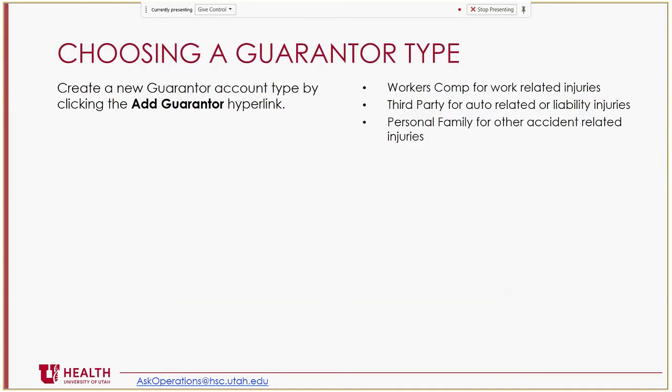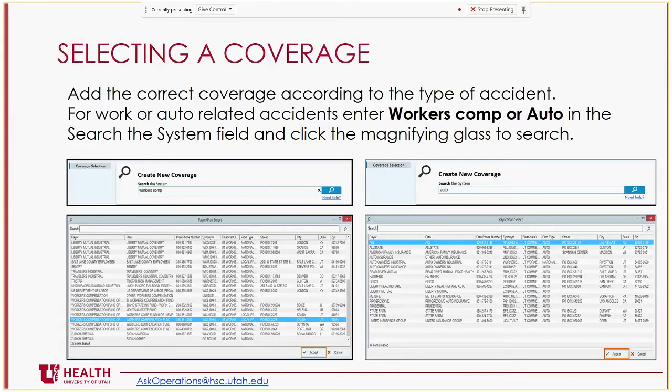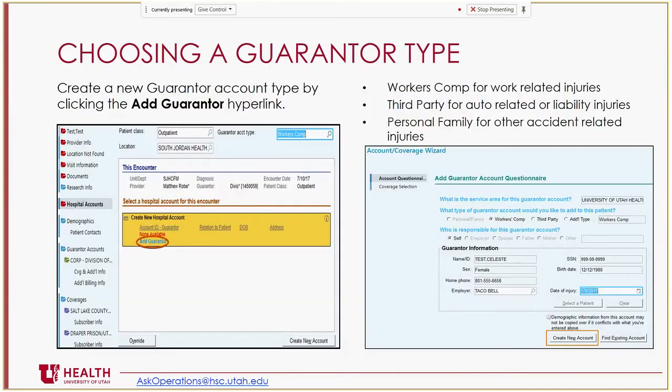All right, now when a patient is being seen for an injury, we want to make sure that we are choosing the correct guarantor type for that type of injury. So for workers' comp related injuries, we will use the workers' comp guarantor type. For auto-related or liability injuries, we will go ahead and use the third-party guarantor type.